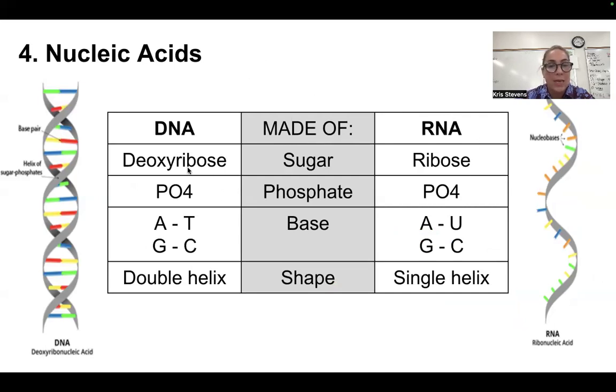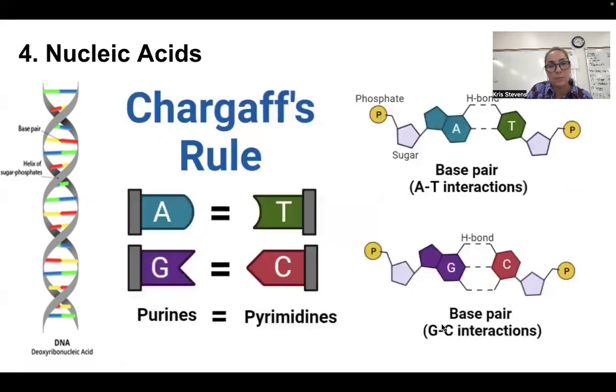The sugar in DNA is deoxyribose. In RNA, it's ribose. The phosphate group is the same for both. The bases in DNA are A, T, G, C: adenine, thymine, guanine, cytosine. RNA is A, U, G, C, so it is adenine, uracil, guanine, cytosine. The shape of DNA is a double helix, and RNA is a single helix. These are nucleic acids. Chargaff's rule, love this one.